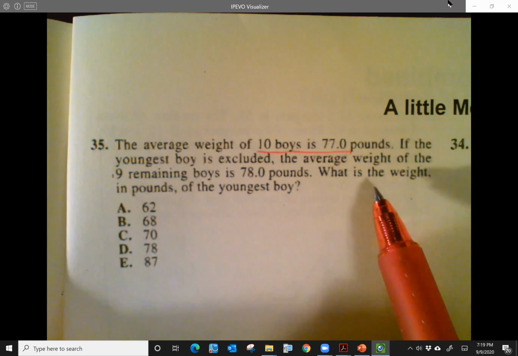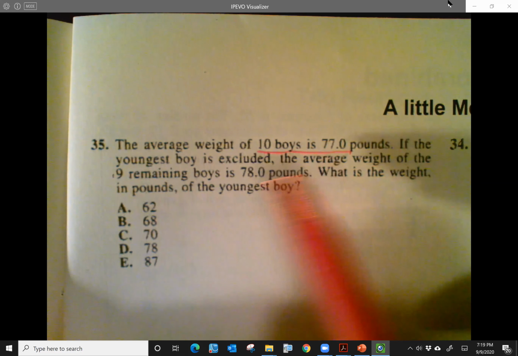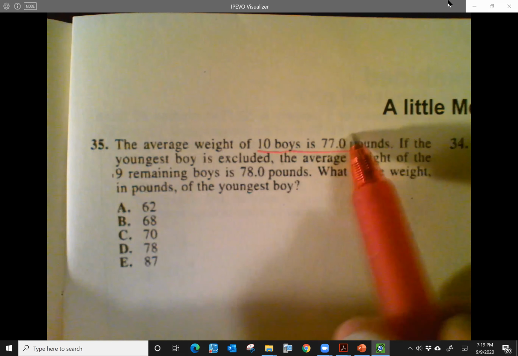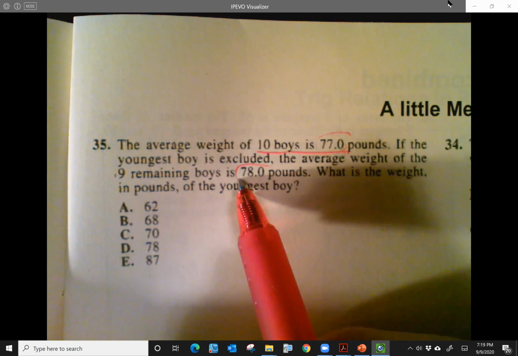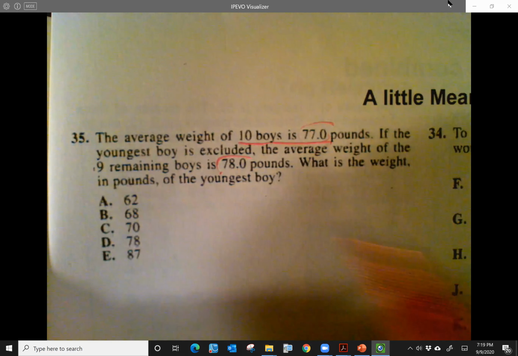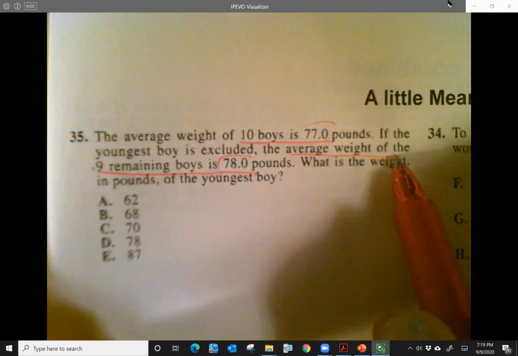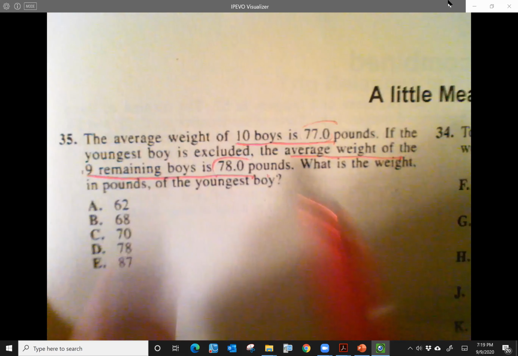Now, the youngest boy gets off the scale, and notice that the average goes up. Let me stop. Let me just back up. Okay, let's look at this. We're told one thing here. The average weight of the 9 remaining boys is 78.